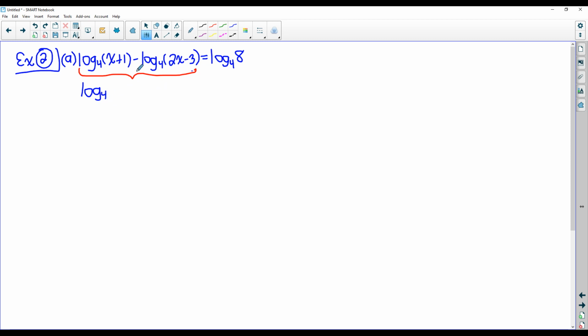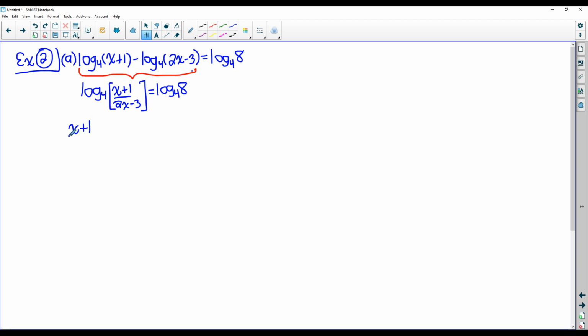Now, because you're subtracting the two logarithms, that's going to make use of the quotient rule. So the quotient rule is we're going to divide the arguments. So that's going to be x plus 1 over 2x minus 3. And then that's going to be equal to log 4, and then with an argument of 8. Well, now what I have is you have a single log on each side. There's no coefficients in front of them, and they have the same base. So now I can just set the two arguments equal to each other.